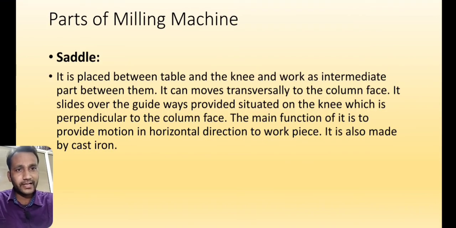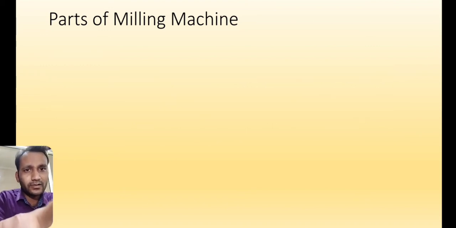Next is the saddle. The saddle is placed between the table and the knee. It is the intermediate part between them. It is also made of cast iron, so you have to remember this.